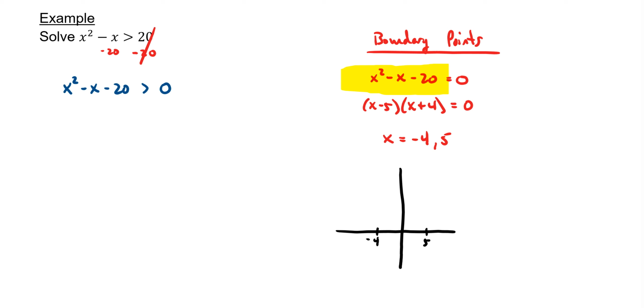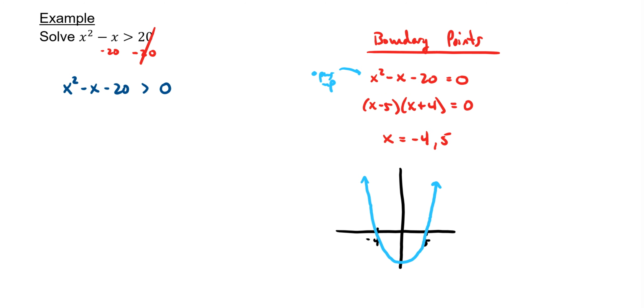And the only other thing that we need to know here is if the polynomial opens up or down. We know that this polynomial opens up because the x squared term is positive. So we know this function looks something like this. We don't care what the y-intercept is. We don't care what the vertex is.